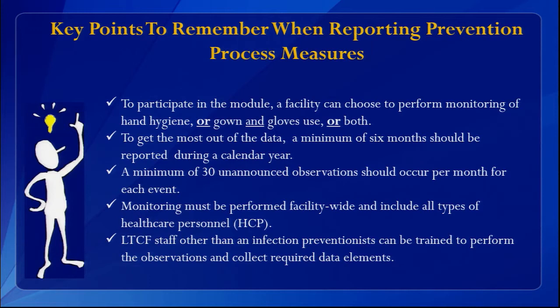To get the most out of the data, a minimum of 6 months should be reported during a calendar year. A minimum of 30 unannounced observations should occur per month for each event, and that is what we recommend to get the most effective data. Monitoring must be performed facility-wide and include all types of healthcare personnel. So don't just target your nurses or your doctors. Look at all of the healthcare personnel that are coming in, your physical therapists, your OT, anyone who may be providing some sort of care to that resident.